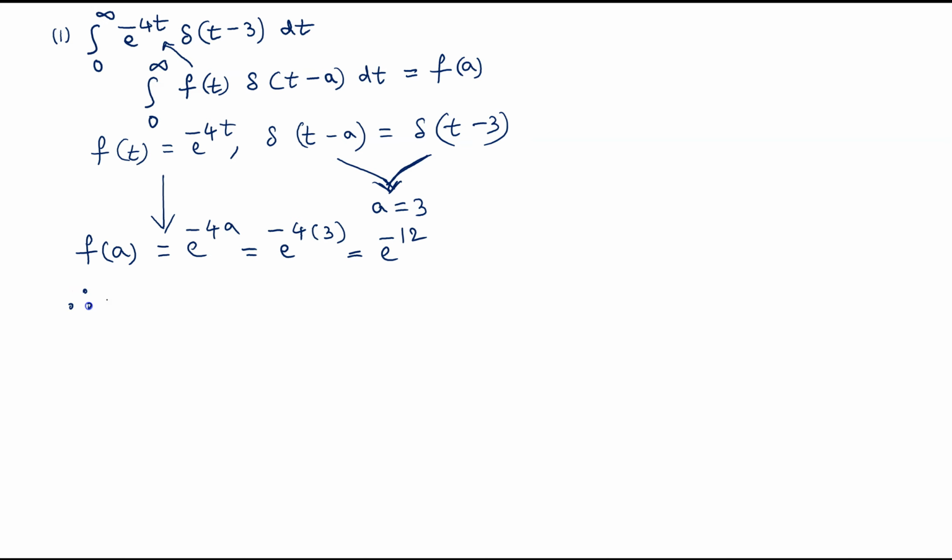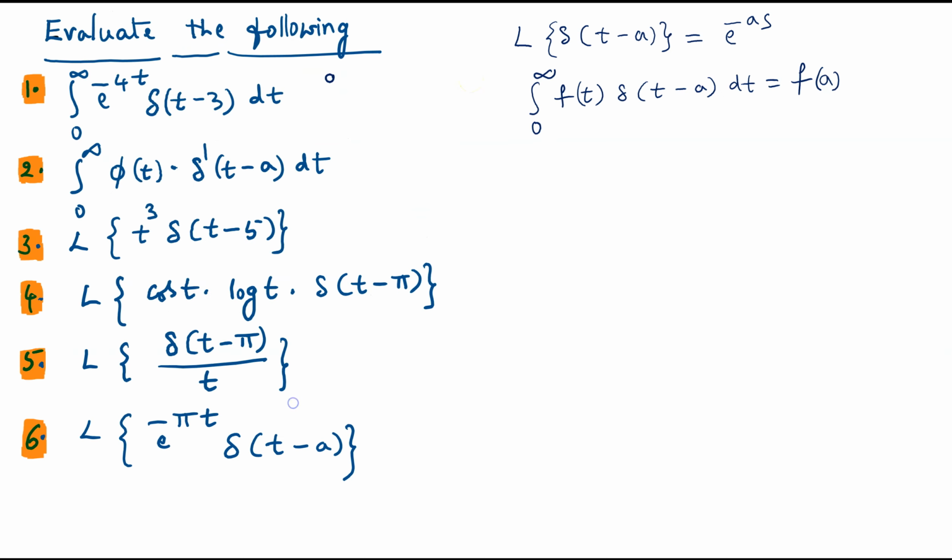Okay, therefore integral 0 to infinity e power minus 4t into delta of t minus 3 dt equal to f of a. What is f of a? E power minus 12. This is solution of this question. Very simple. First you have to identify f of t and value of a. Then using this property you can find f of a. So f of a will be the solution of this.